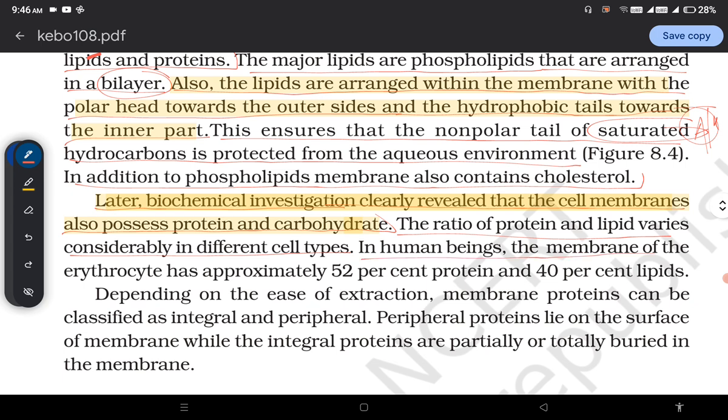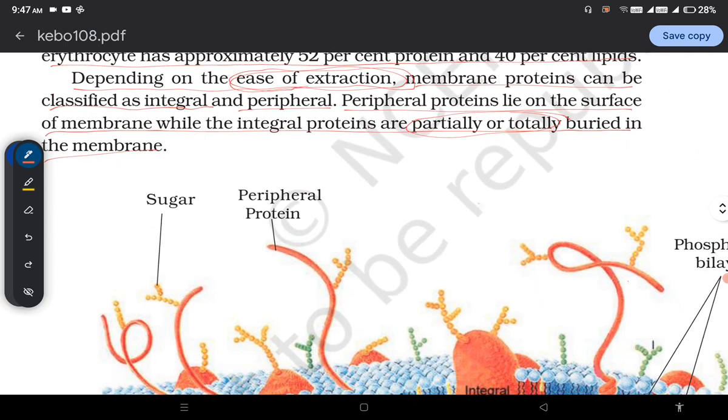In human cells, the membrane of the eukaryotic cell has approximately 52% protein and 40% lipid, depending on the function of the cell. Membrane protein can be classified into integral and peripheral. Peripheral means outside, integral means inside. Peripheral proteins lie on the surface of the membrane while integral proteins are partially or totally buried in the membrane.